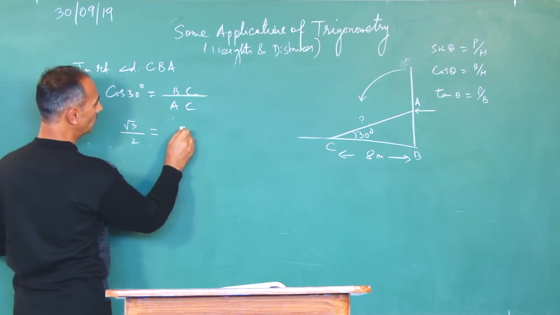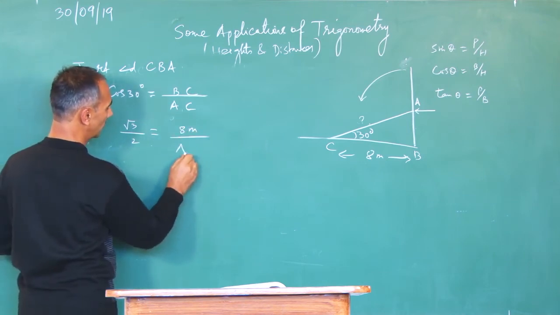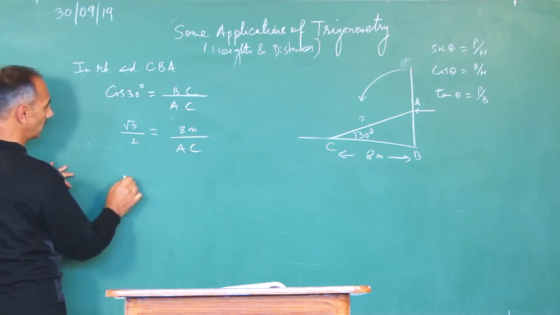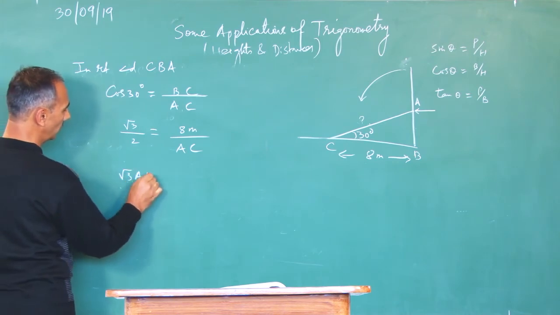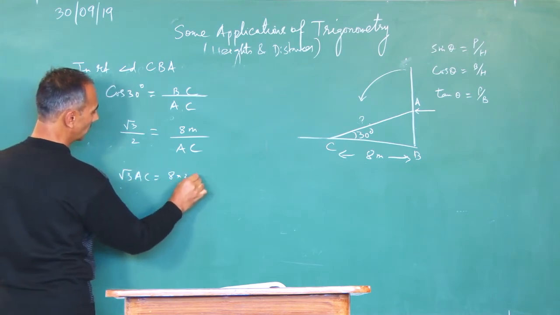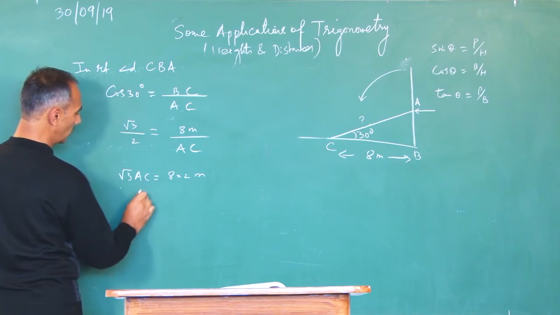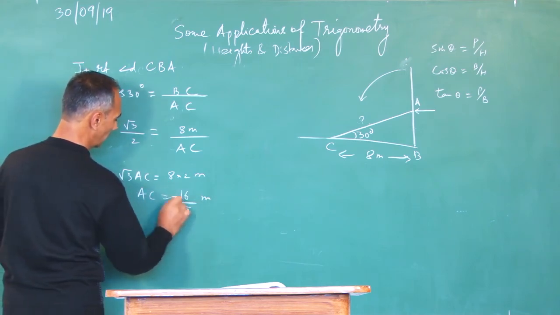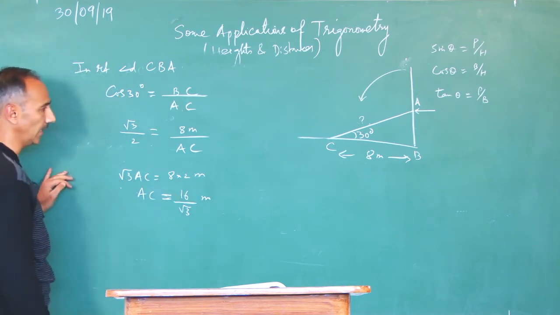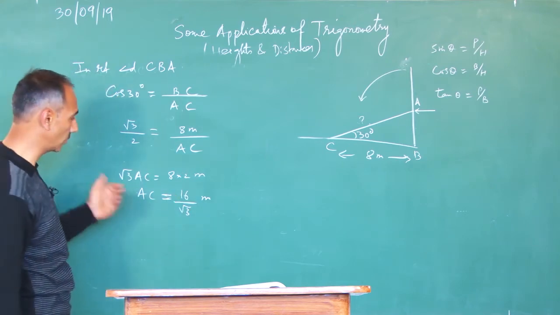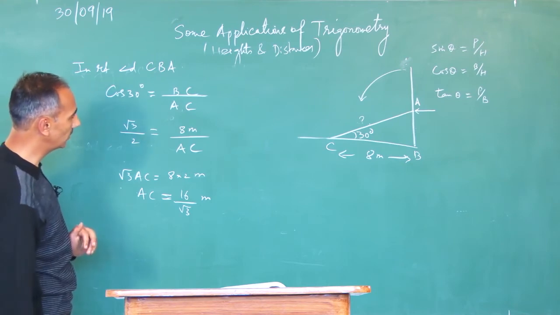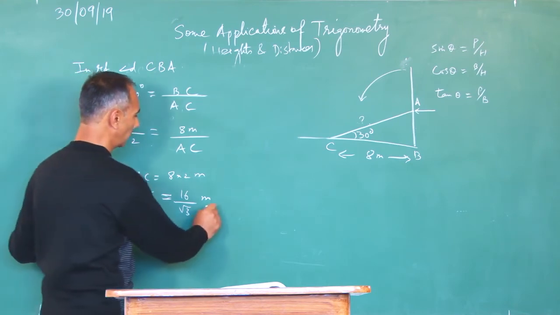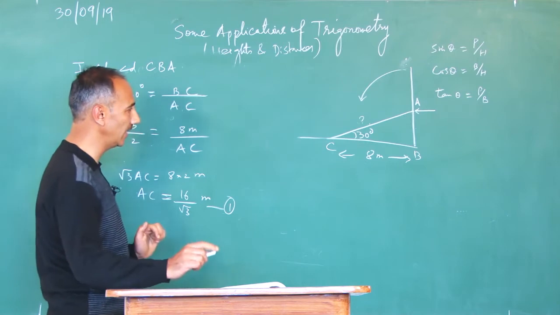Equal to BC, which is given to be 8 meters, and AC as it is. Do the cross multiplication. So root 3 into AC will be 8 into 2 meters, that is 16. So AC is 16 upon square root 3 meters. That is the AC length. You could rationalize it also. Let's keep it this way for the time being. So this is equation 1. So I found height AC.